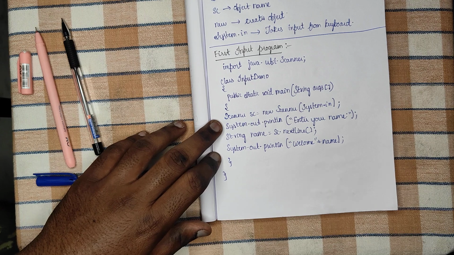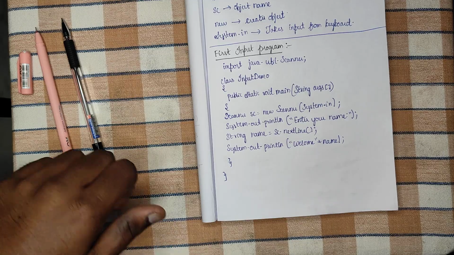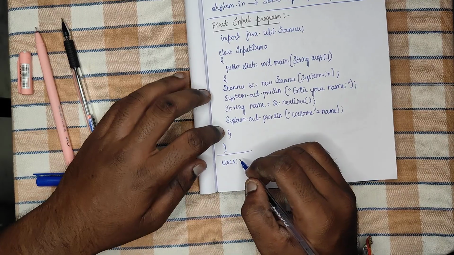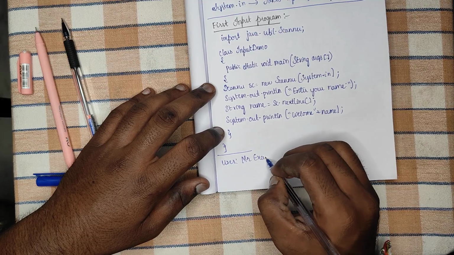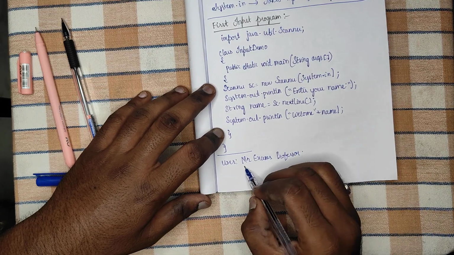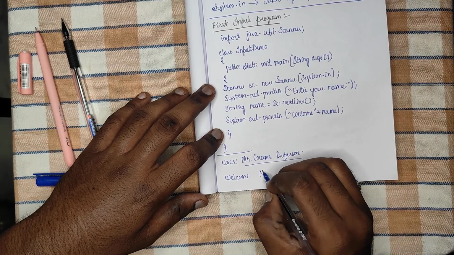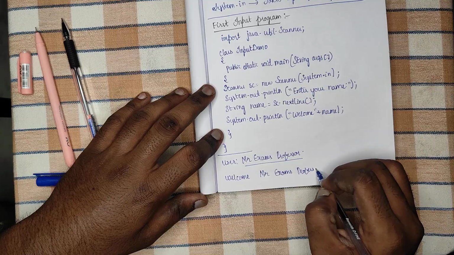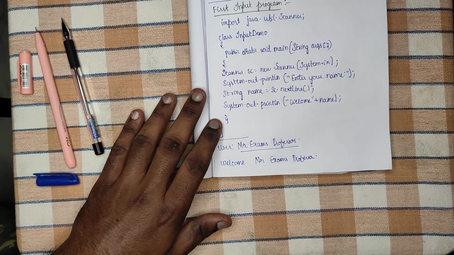So if we test this program, the user has to give a name. Like if I'm going to say Mr. Exams Professor, so name is equal to Mr. Exams Professor. So the output will be welcome Mr. Exams Professor. That's it. This is important. Please do see this. This is important.